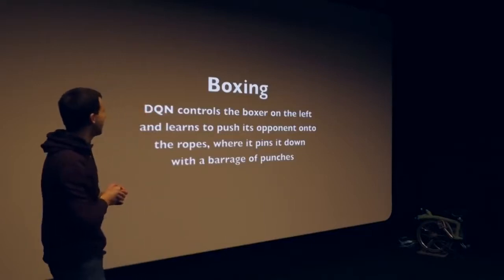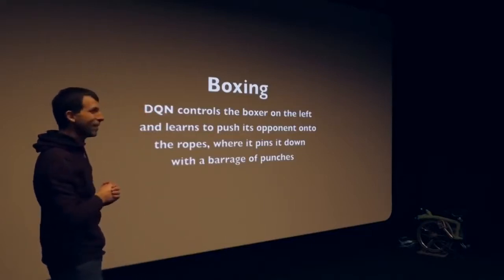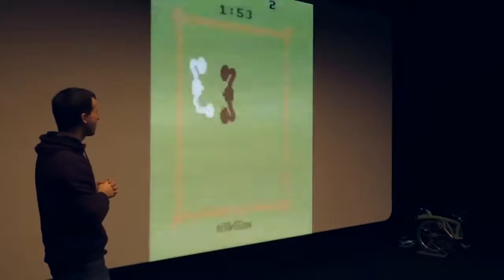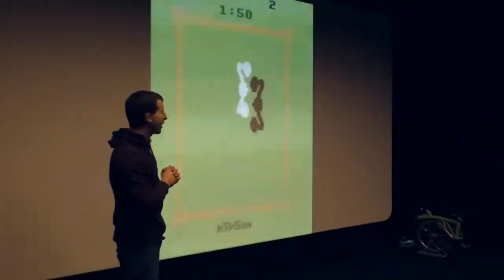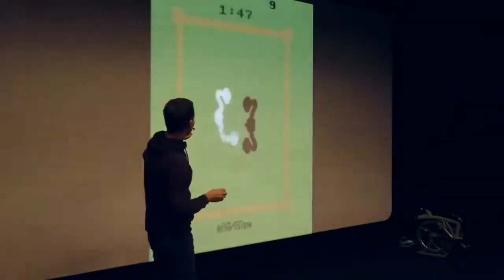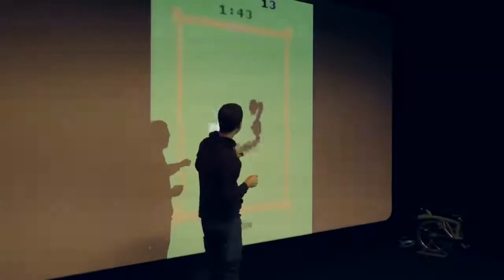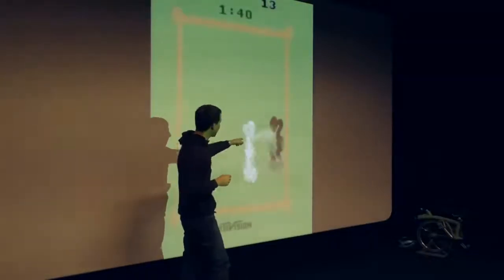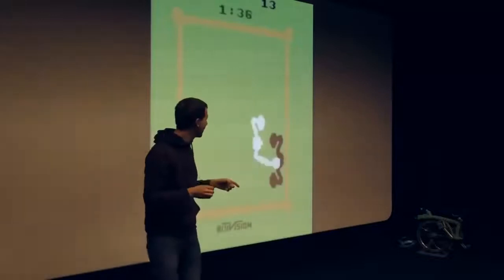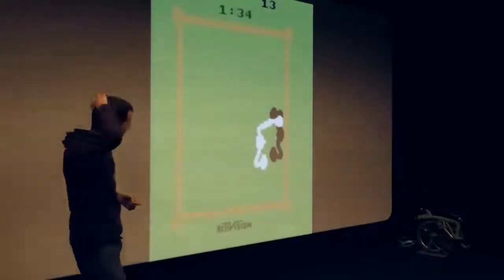This game, boxing, again, is a little bit of a strange Atari game. I don't think racial stereotypes are intended with this one, but anyway, we're controlling this one on the left and it learns this strategy of pummeling this other guy into the corner there.